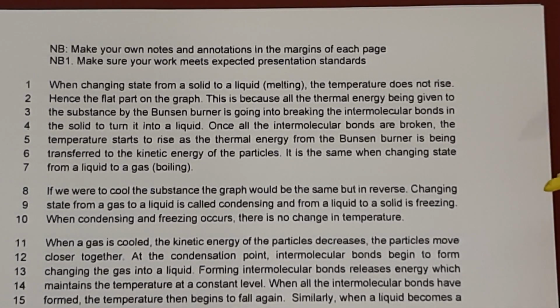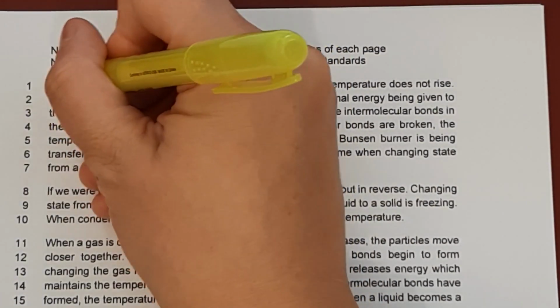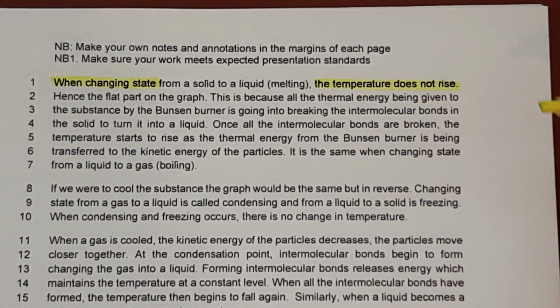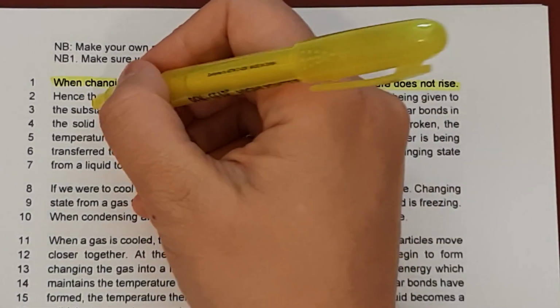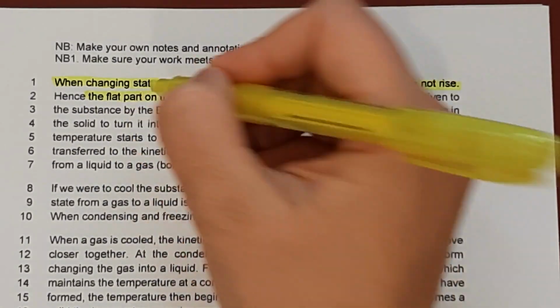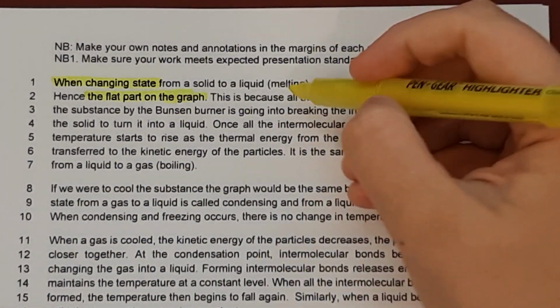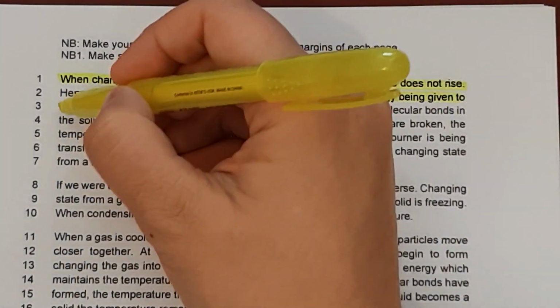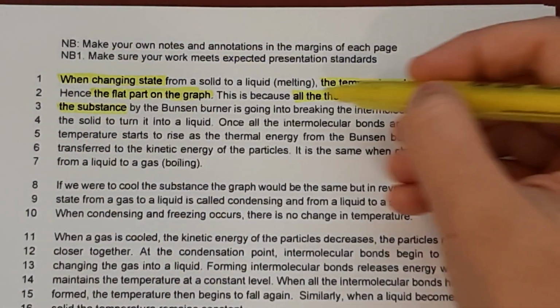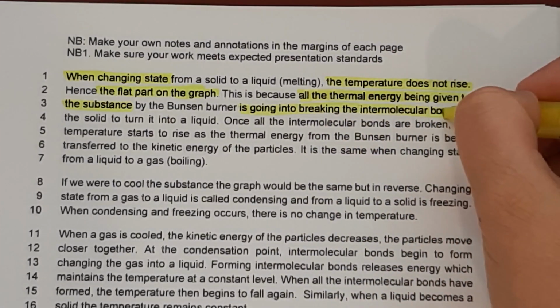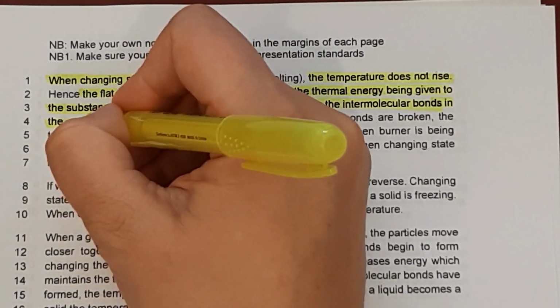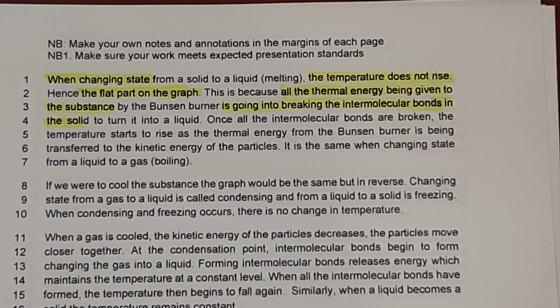When changing state from solid to liquid, the temperature does not rise. In fact, this is true for all changes of state. When you change state, the temperature does not rise. Hence, the flat part on the graph, so that's where we see it. This is because all the thermal energy being given to the substance by the Bunsen burner is going into breaking the intermolecular bonds inside the solid. And that's what turns it into a liquid.